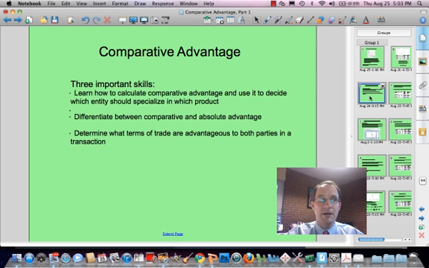Let's talk about comparative advantage. There are three important skills we need to master to understand and demonstrate how comparative advantage works. We need to learn how to calculate comparative advantage and then use it to decide which entity, if we have multiple entities, should specialize in which products. Second, we need to be able to differentiate between comparative advantage and absolute advantage. Similar ideas, but very different implications between the two. Third, we need to determine what terms of trade are advantageous to both parties in a transaction, what's going to cause people to actually trade.